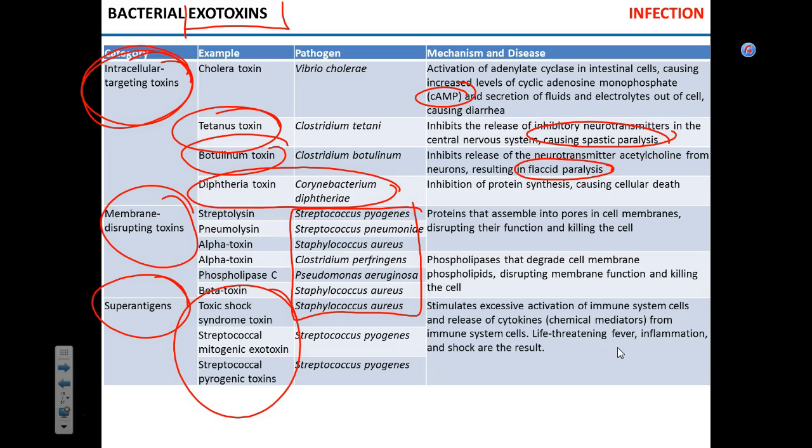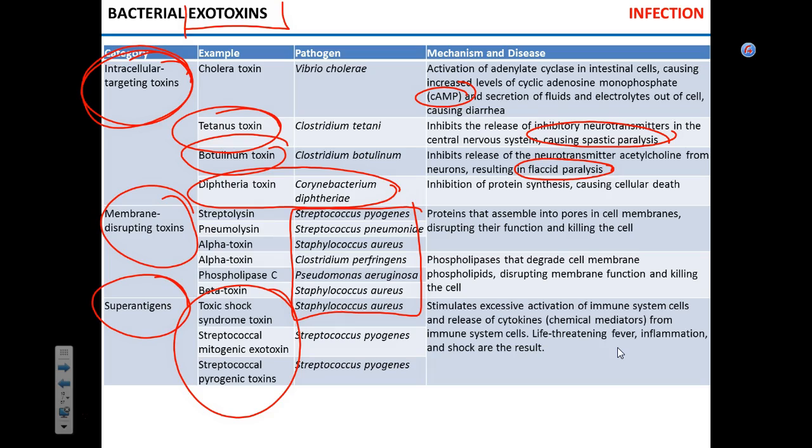Does that make sense? So take home message. You have to appreciate three different mechanisms by which bacterial exotoxins can cause disease. One, acting on different cellular processes, targeting specific cellular processes. Whether it's protein synthesis or secretion, I'm not going to ask what is the mechanism of cholera toxin. It's not my purpose. Okay? Does that make sense?